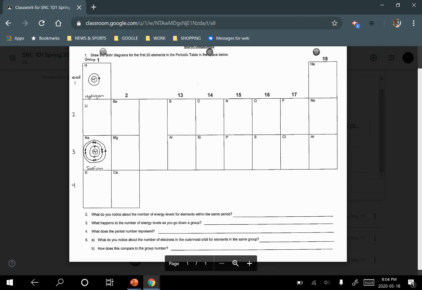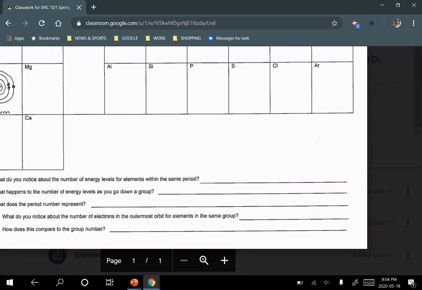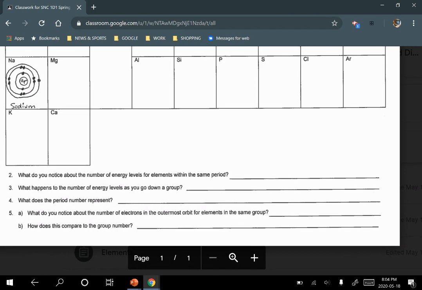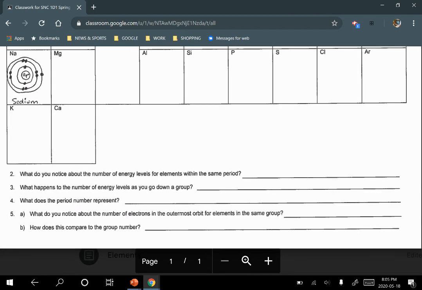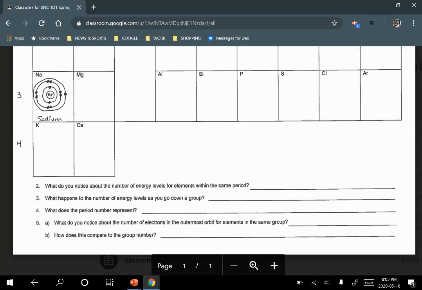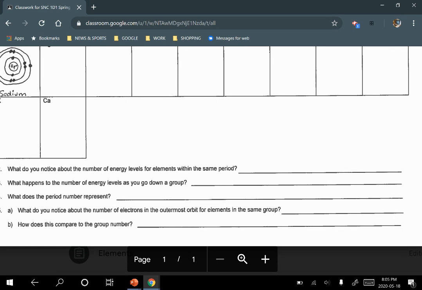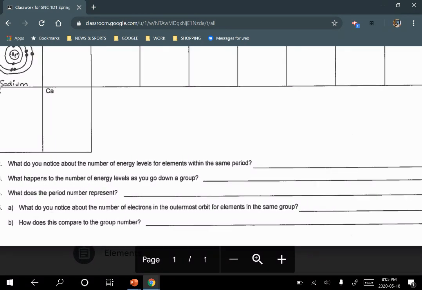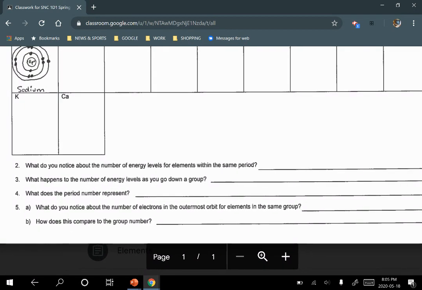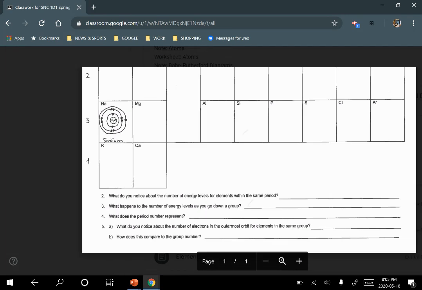The questions, now again, you remember me talking about why it's important to remember how many electrons are in their outer orbit. It says, what do you notice about the number of energy levels within the same period? Energy levels means the number of orbits. What happens to the number of energy levels as you go down a group? Groups are the columns, remember. The periods are the rows and the groups are the columns. What does the period number represent? And what do you notice about the number of electrons in the outermost orbit for elements in the same group?